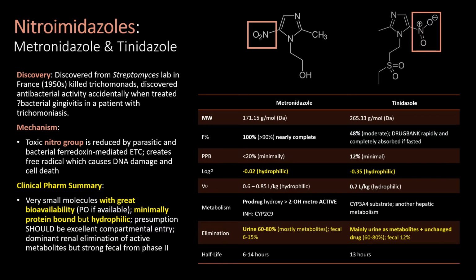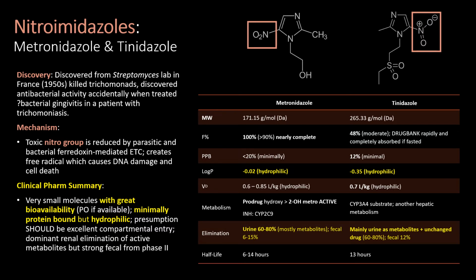Nitroimidazoles in particular were derived from a Streptomyces lab in the 1950s, where they were found to kill trichomonads but also bacteria accidentally when it assisted a case of bacterial gingivitis. This toxic nitro group is the key, as we'll discuss, being activated by parasites and anaerobic bacteria specifically and not by humans, causing DNA damage. The two agents in this group are metronidazole, much more commonly used worldwide, and a single-dose option, tinidazole, which is SAP in Canada.